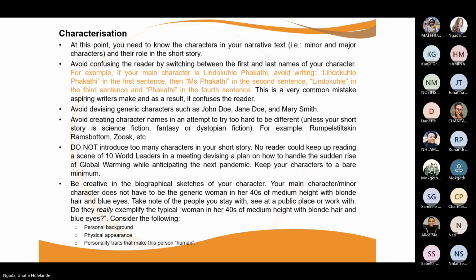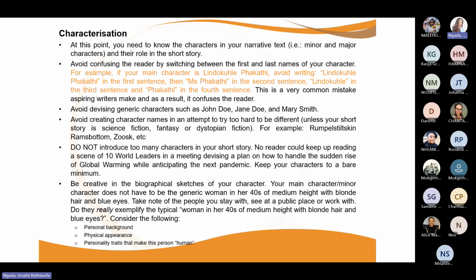So when it comes to characterization, you need to know who your characters are in your text. This includes both minor and major characters. And each of the characters that you have decided are going to be in your story needs to have a role, a very important role.